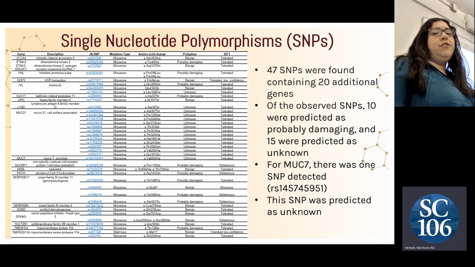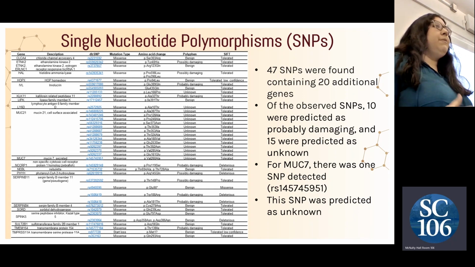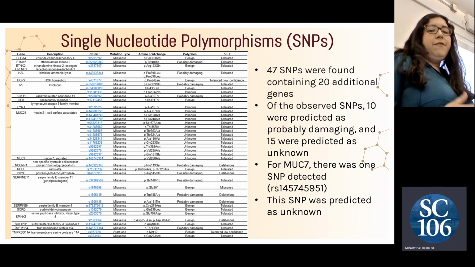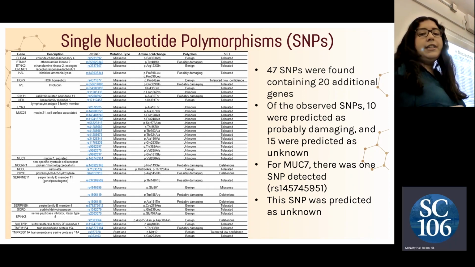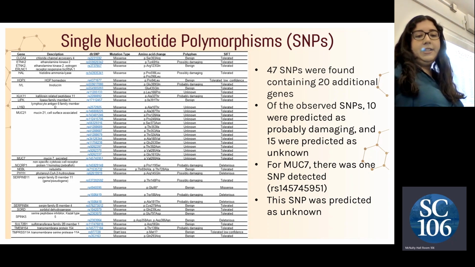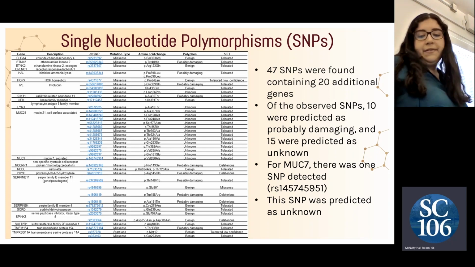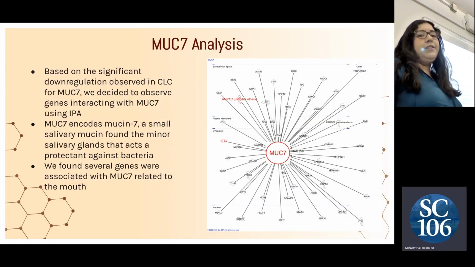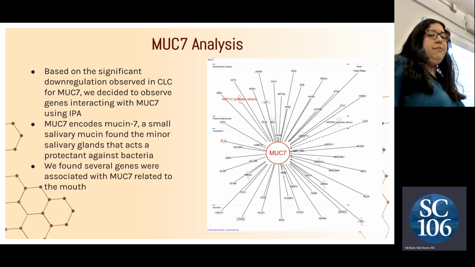Looking into our single nucleotide polymorphisms, 47 SNPs were found, and they were contained in 20 additional genes. Of the observed SNPs, 10 were predicted as possibly damaging, and 15 were predicted as unknown. For MUC7, there was one SNP detected, as you can see here, and this SNP was predicted as unknown. The reason I mentioned MUC7 was because, due to its significant downregulation observed in CLC, we wanted to observe the genes that were associated with it.